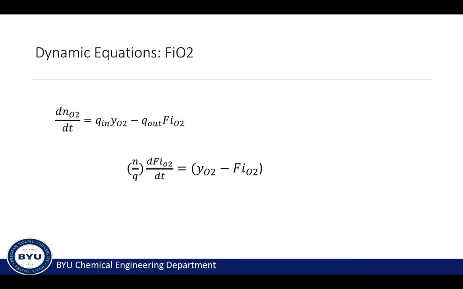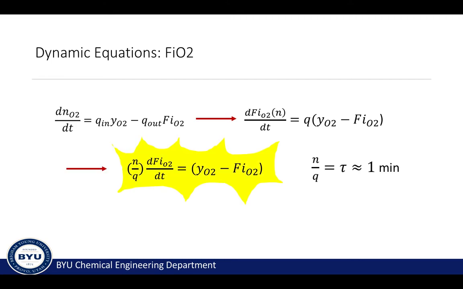Now, let's talk about our dynamic equations. We first did a mole balance on the incubator, and as you can see, this top equation is just that. We simplified that equation by assuming the molar flow rate in is the same as the molar flow rate out, and further simplified it here to get what is essentially a first order plus dead time model, where our tau was about 1 minute.